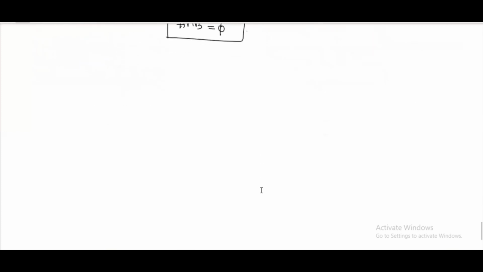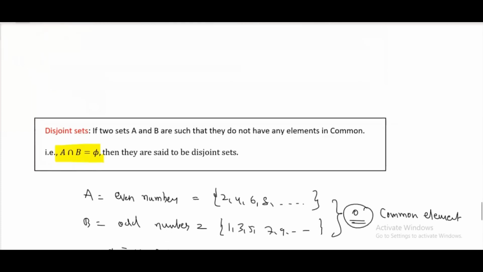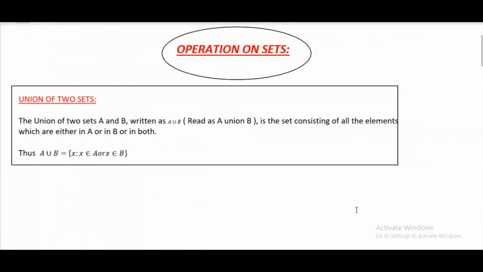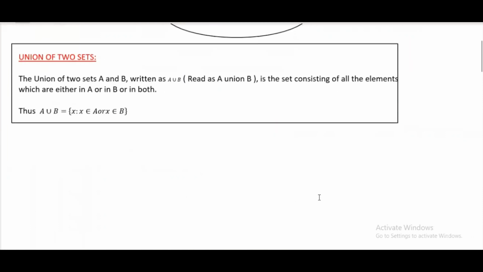So let's see what the operations on sets are. There are two kinds of operations. One is union of two sets, and another one is intersection of two sets. So let's see what is union of two sets. Union simply means that the elements present in A and the elements present in B, all we write together. That kind of set is called the union of two sets.